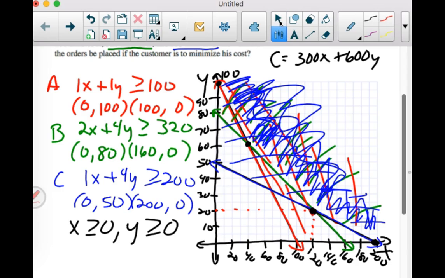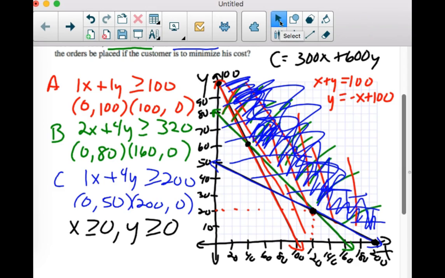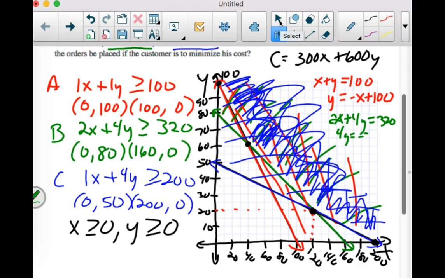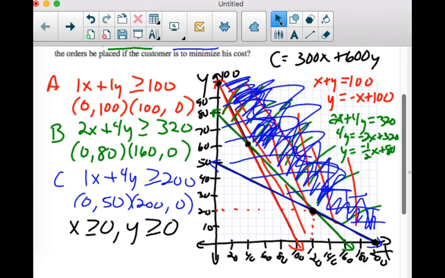So my nice little red equation up there, which is currently x plus y equals 100 because we want the boundary line, would be y equals negative x plus 100. And then my green is 2x plus 4y equals 320. So we would subtract the 2x and divide by 4. So negative 1/2 x plus 80.